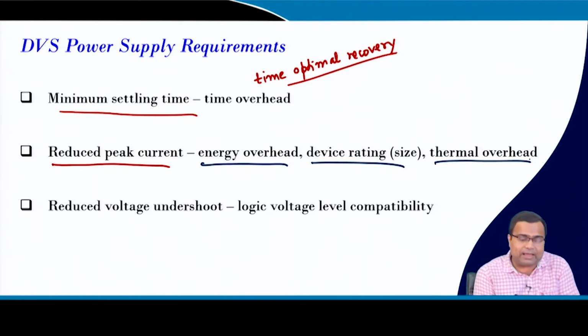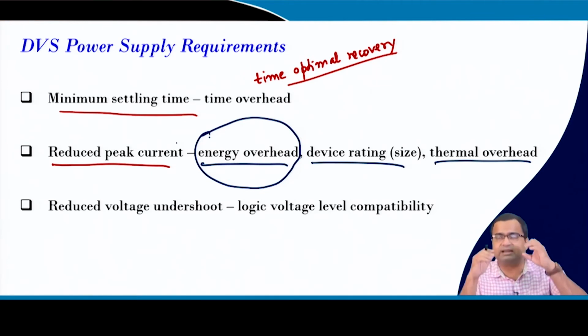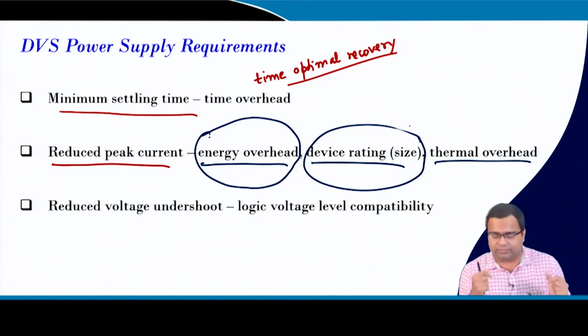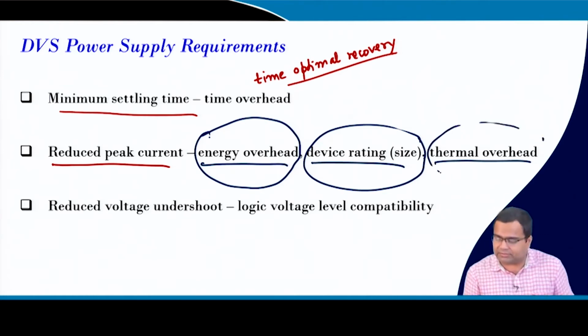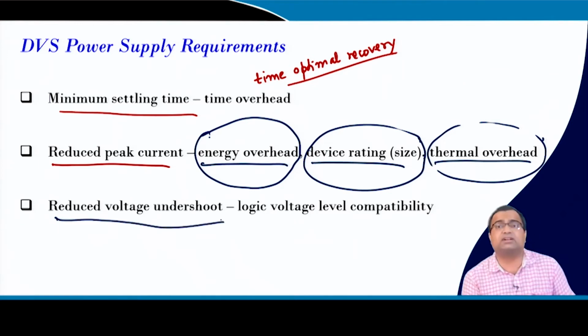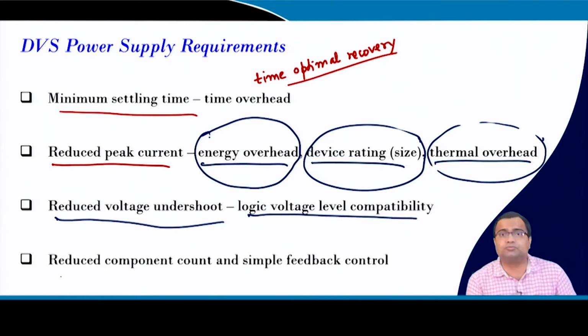So, if we can reduce the peak current, then we can reduce the energy overhead, the rating of the device, the inductor size, the rating of the inductor, that is the coil or basically the gauge rating of the inductor can be reduced. Then thermal overhead, the heating effect, can be reduced. So, you can save board space. We have to reduce the voltage undershoot, because this is supplying a digital processor where there will be a noise margin. So, we cannot exceed the noise margin. The logic level compatibility has to be met. And first we need to reduce the component count, and the control should be simple feedback control.